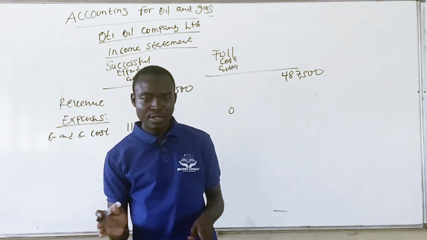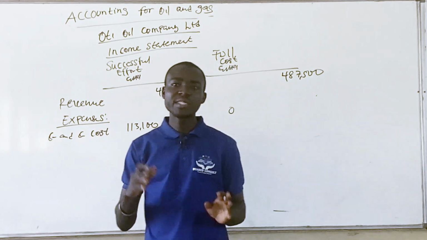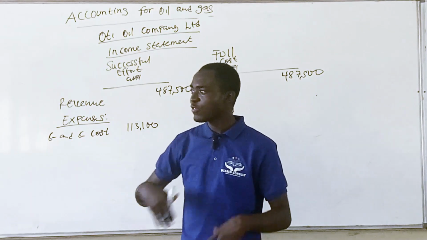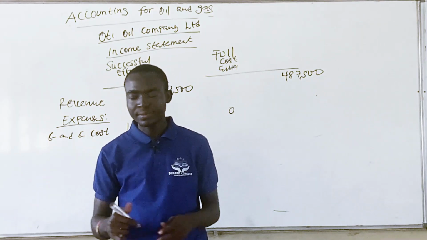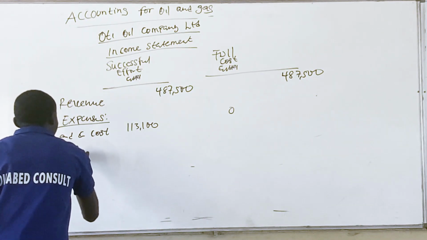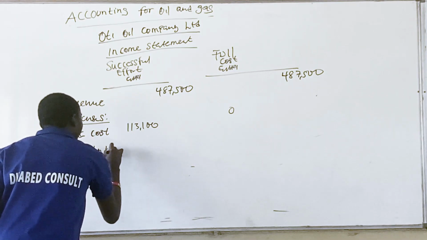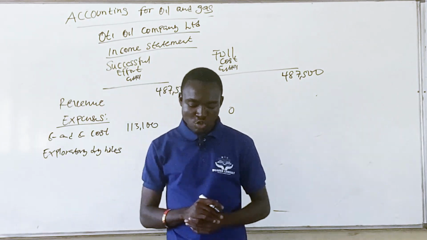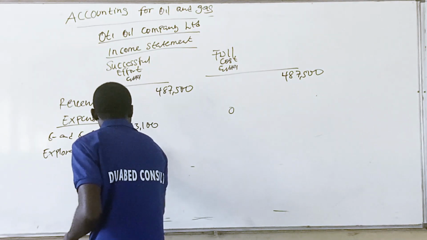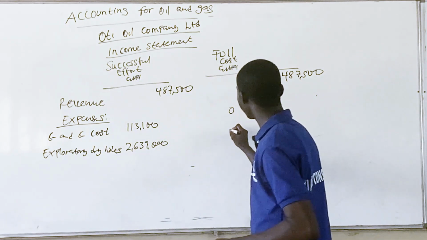Exploratory dry holes. For exploratory dry holes, under the successful efforts method, it is treated as an expense, and then under the full cost method, it forms part of the cost of the asset. The amount is 2,639,000. So for full cost it will be 0.